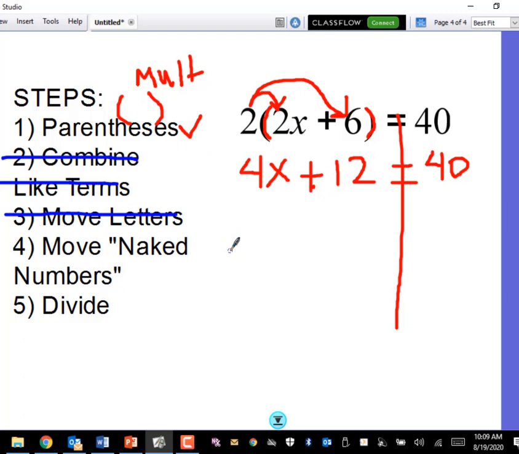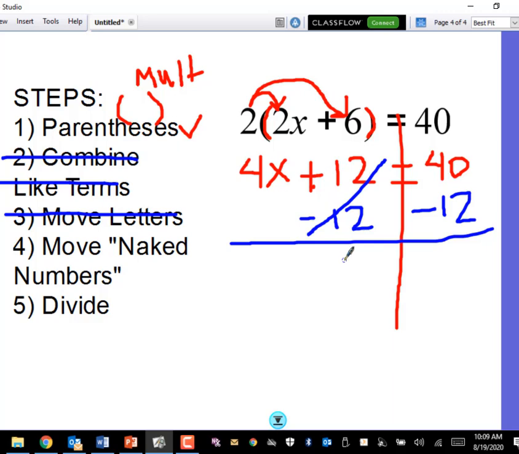Moving the naked numbers, so anything that doesn't have a letter, I need to move, which in this case, I gotta move 12 to the other side. So right now it's a plus. So how do I move it? Do the opposite, minus 12. Positive 12 plus negative 12, gone, that's 0. 4x is still here. 40 minus 12, if you type that in the calculator, you're gonna get 28. So check, move naked numbers.